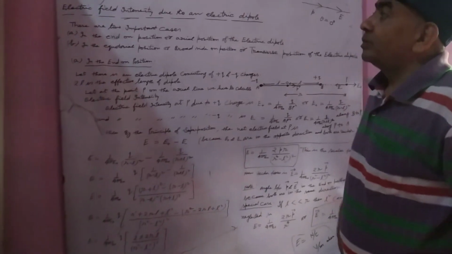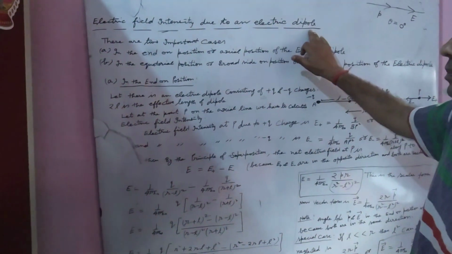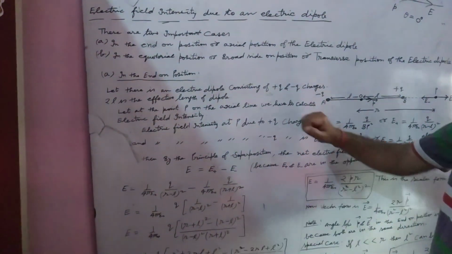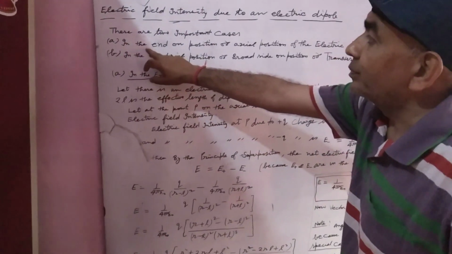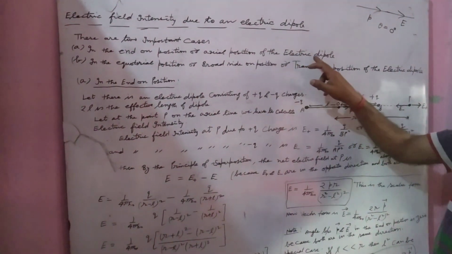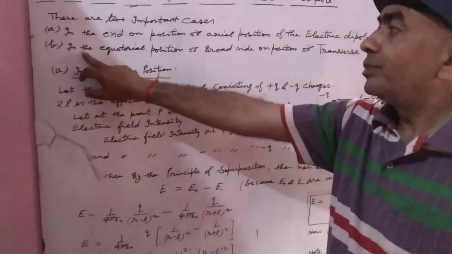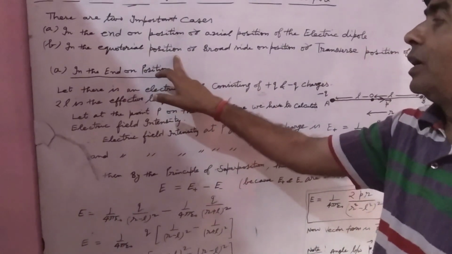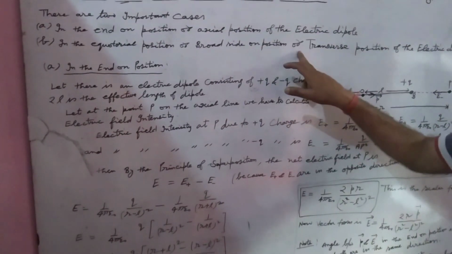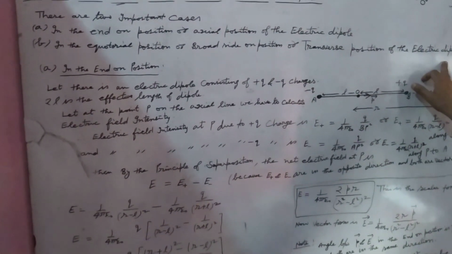Today's topic is electric field intensity due to an electric dipole. There are two important cases. First one is in the end-on position or axial position of the electric dipole, and the second one is in the equatorial position, or we can also say as broadside on position or transverse position of the electric dipole.